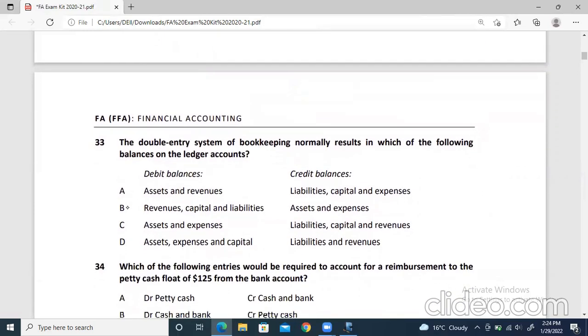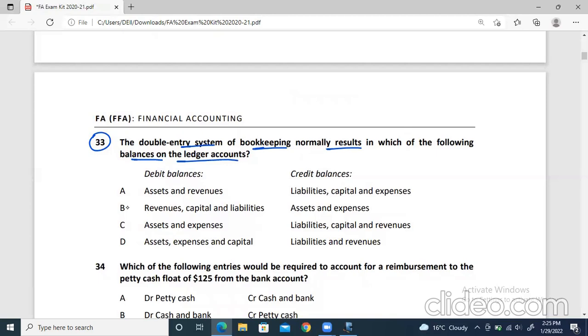Okay, let's do question 33. The double entry system for bookkeeping normally results in which of the following balances in the ledger accounts? So it's basically asking which types of things have debit balances and which types of things have credit balances. Now we've already studied the group 1 and group 2 transactions on the first day. It's the same thing, we have to apply it over here. Now let's see it option by option.